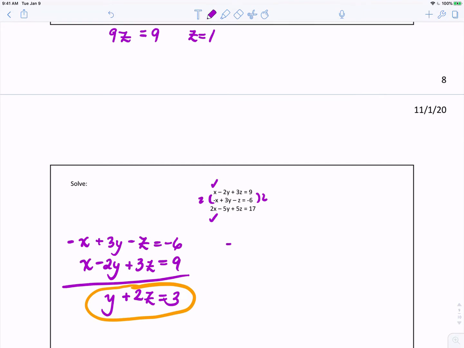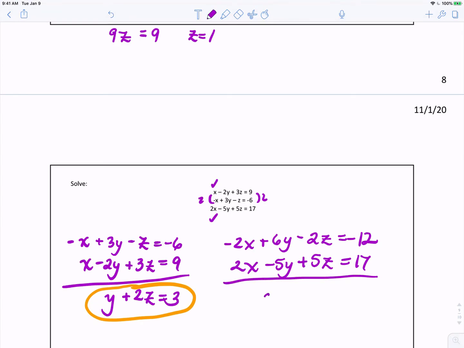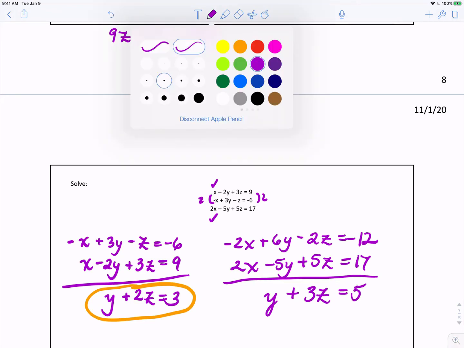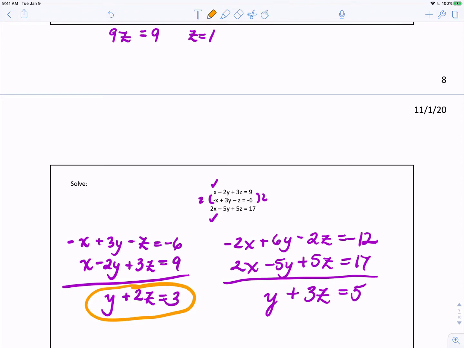Let's see what we have. Negative 2x plus 6y minus 2z is equal to negative 12. And the third equation is 2x minus 5y plus 5z is equal to 17. And we're going to add these together. We have y plus 3z is equal to 5. And so here's our second result.